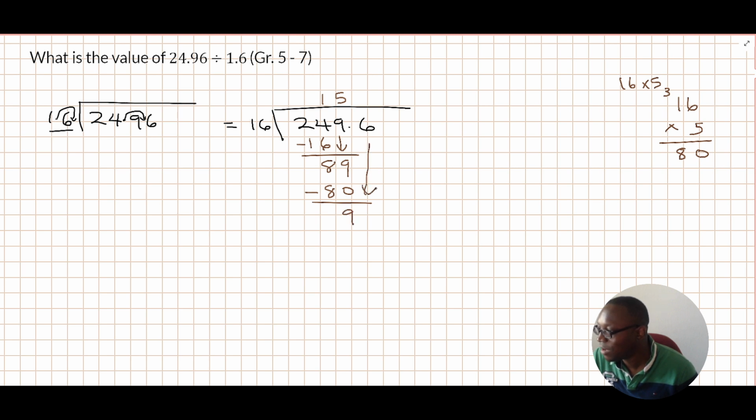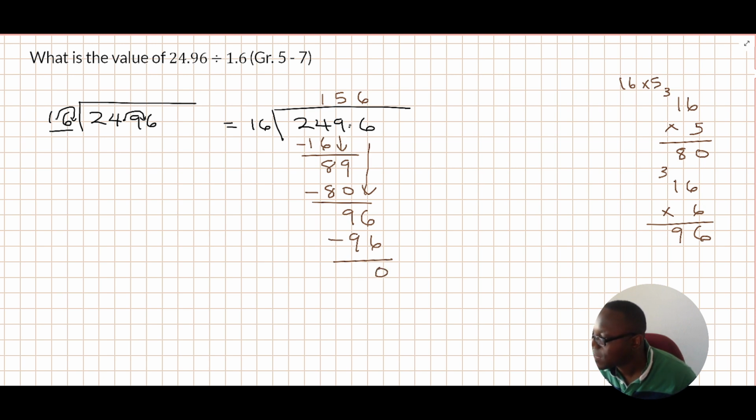And then now we bring down a 6. So 96 divided by 16. Let's go 6. Let's multiply 16 by 6. 6 multiplied by 6, we have 36. We write 6, bring up a 3. 1 multiplied by 6, 6 plus 3, we have 9. So 16 multiplied by 6, we have 96. So we subtract and we're left with a remainder of 0.